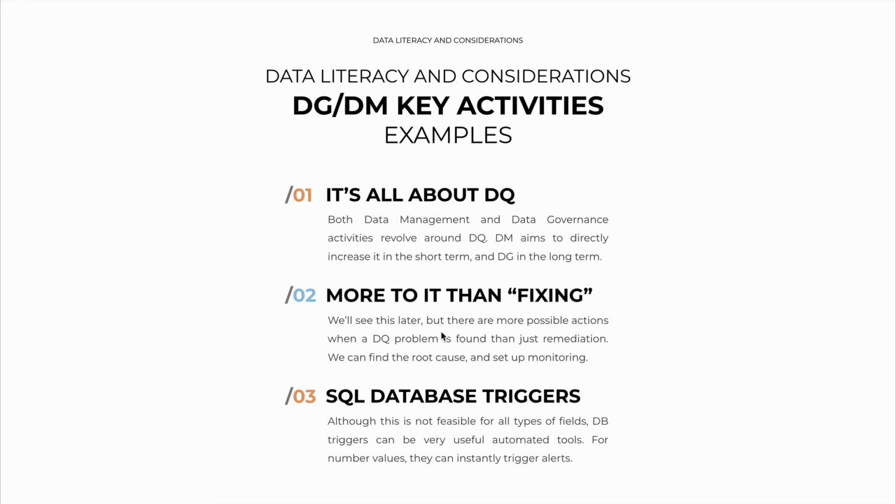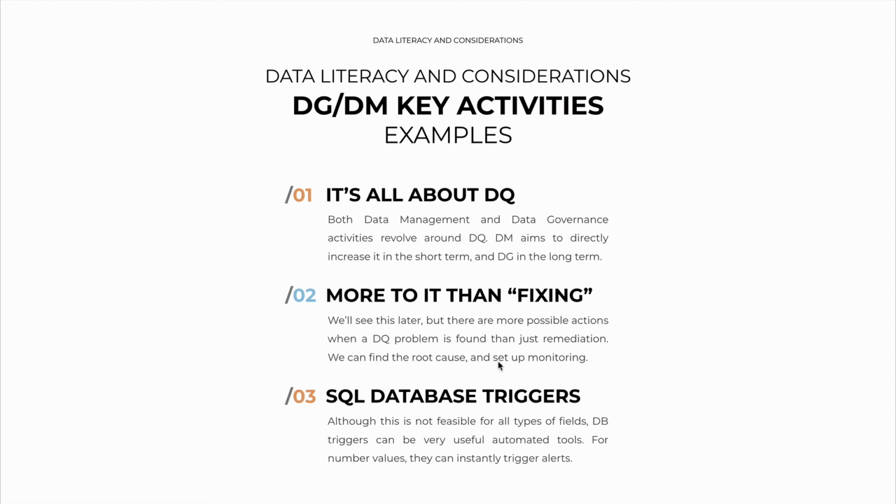Then, there is more to it than fixing. We are talking about finding a data quality problem and immediately remediating it, which does occur, but we'll later talk about the fact that there are other actions that we can take, not just remediation. For example, one of them is finding the root cause of the issue. That is, if you find data with errors in a report after 10 transformations, even if you fix them there, they're still wrong everywhere else. You have to find the root cause.